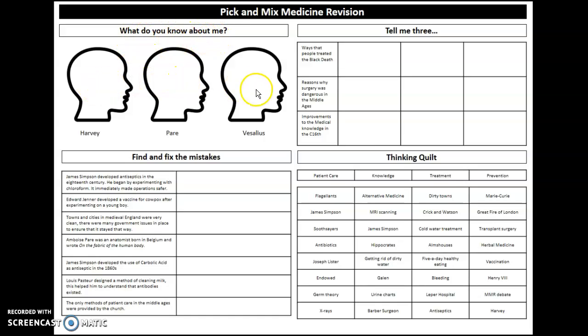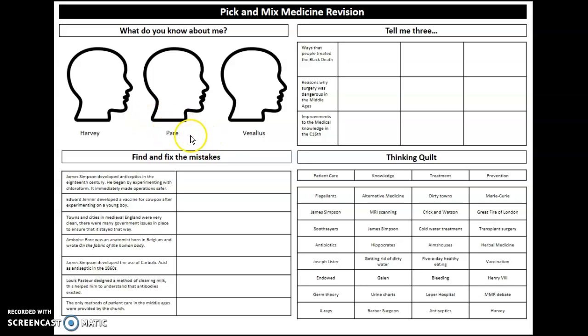You've got 3 heads here, and you need to write in each head what you know about each medical figure. In this case, we're looking at the early modern period and 3 people: Harvey, the British surgeon; Paré, the French barber surgeon; and Vesalius, the Belgian anatomist. In each head, write as much information as you can about each person, at least 5 points on each person.